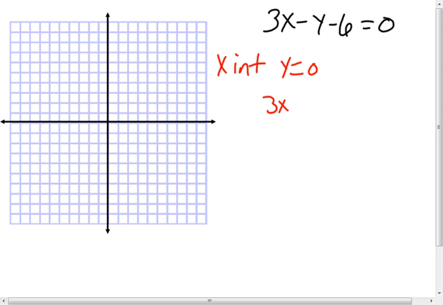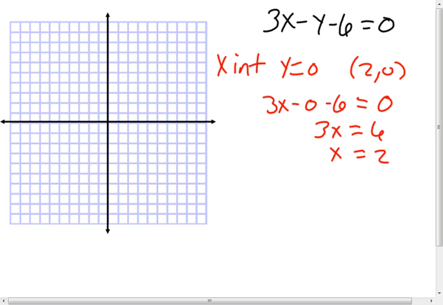So 3x minus 0 minus 6 is equal to 0. So now solve for x. 3x is equal to 6. x is equal to 2. So that gives us the point on the graph 2 comma 0.